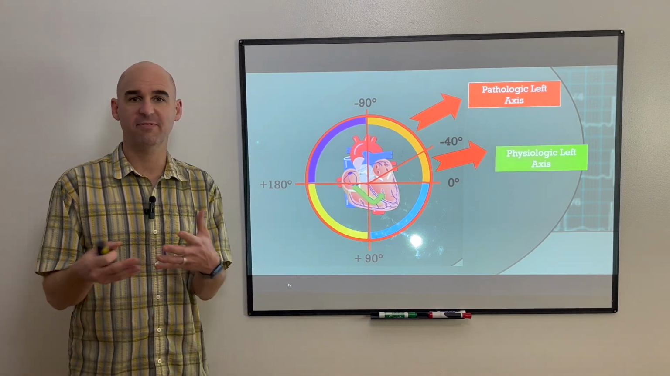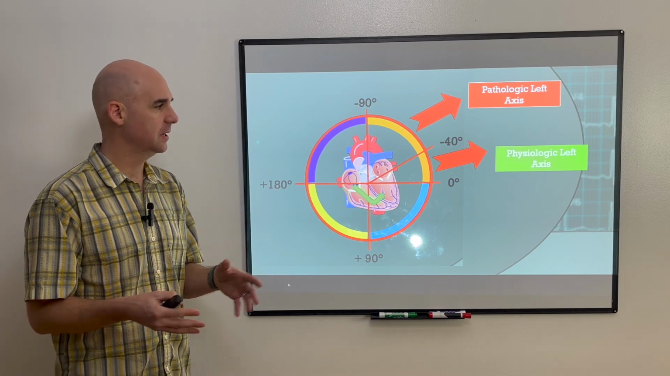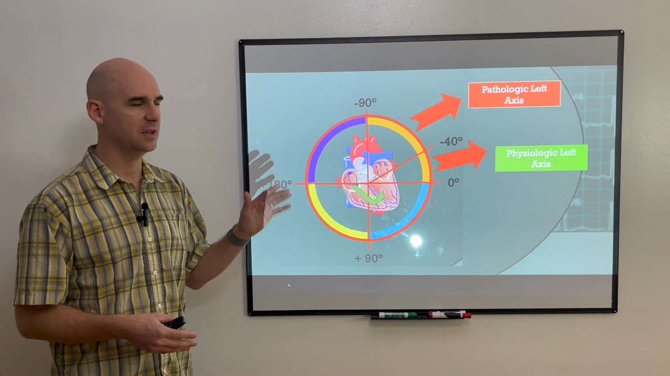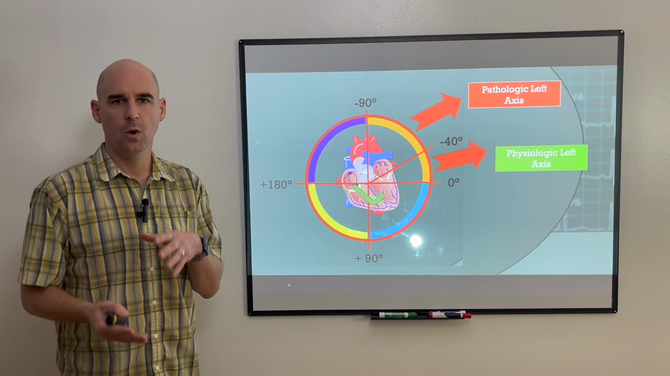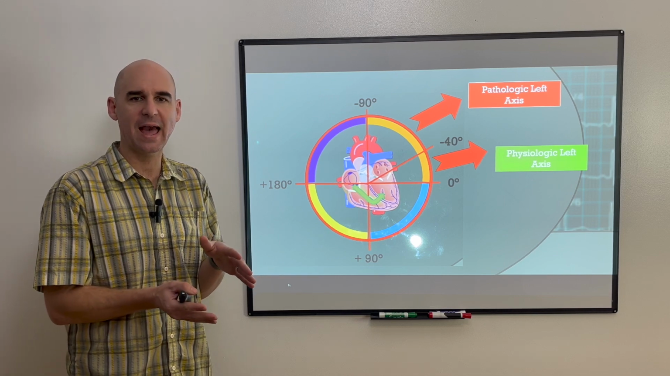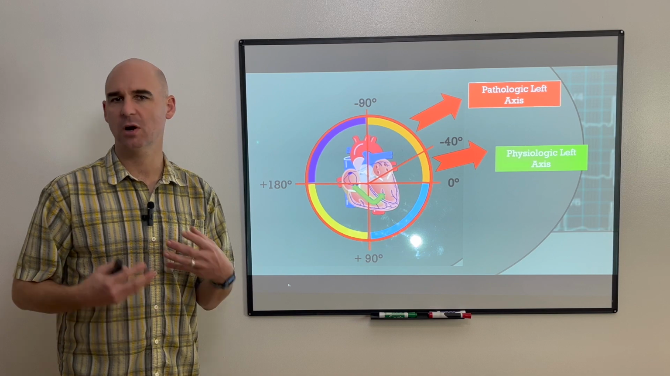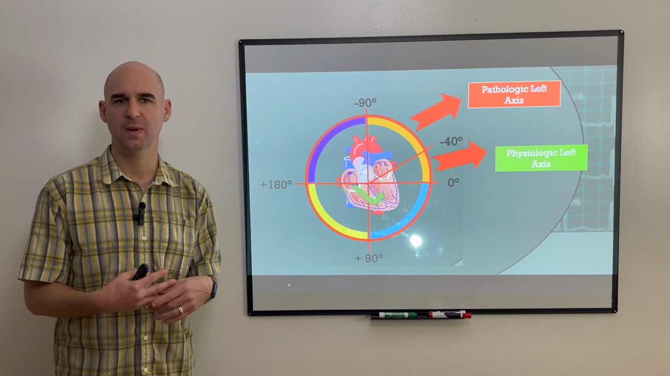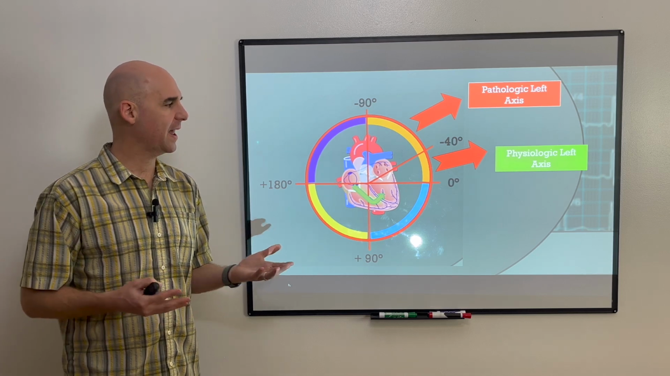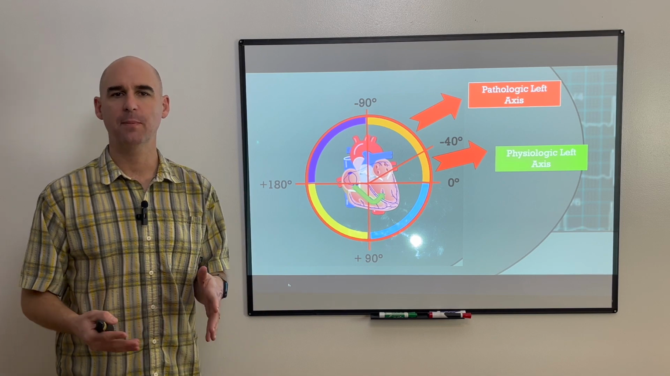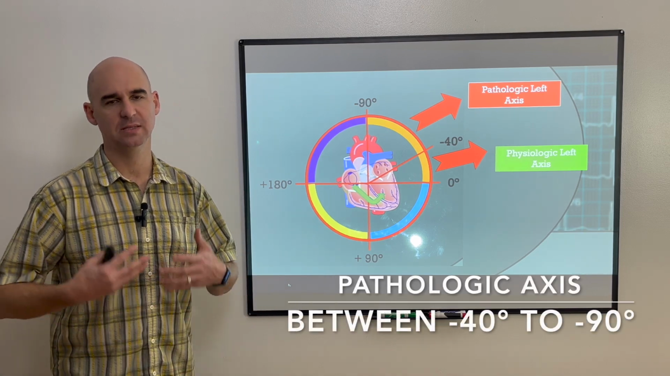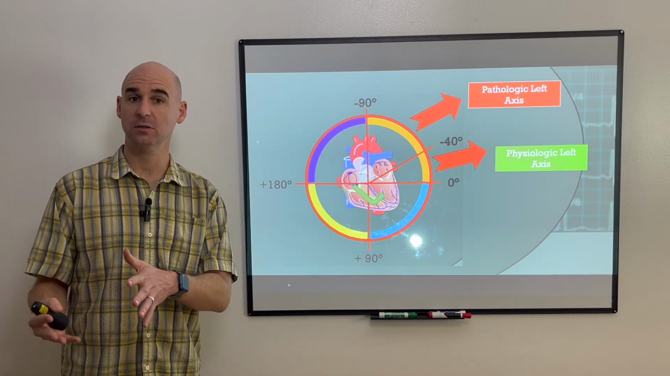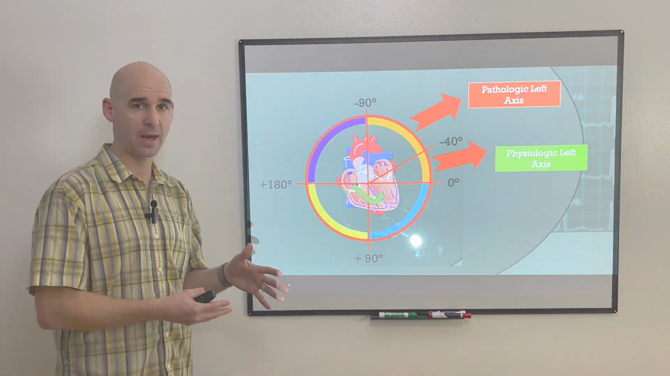And the way that we're going to separate those two is that physiological left axis is when that axis goes from 0 degrees to around -40 degrees. Even though there is some shift in that axis, most patients are still in an okay range. It's not necessarily considered a bad thing. Most of the time, those patients are just fine. When that axis shifts even greater, to where we're now between -40 and -90 degrees, that's going to be our pathological axis, all right? So the two big differences there: physiological left axis versus pathological left axis.